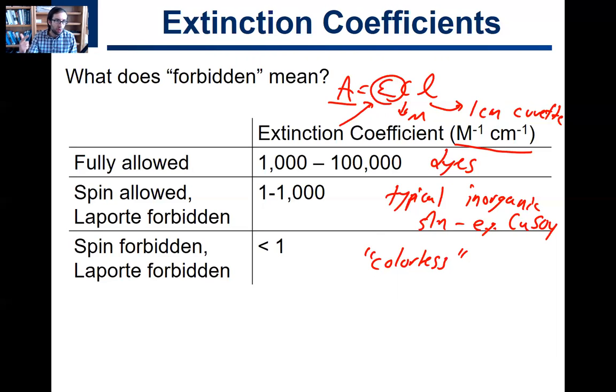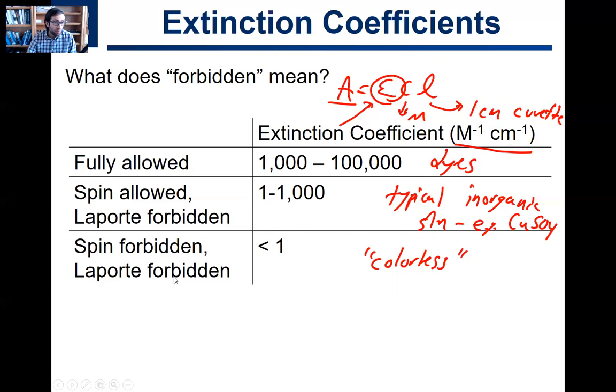Spin allowed, Laporte allowed. If you're spin allowed and Laporte forbidden, those are going to have intermediate values, typically 1 through 1,000. Those are like your typical inorganic solutions, like copper sulfate. You might know if you dissolve copper 2 salts in water, they look kind of light blue, right? You can see it there, but it's not super strong at normal concentrations, like 10 millimolar.